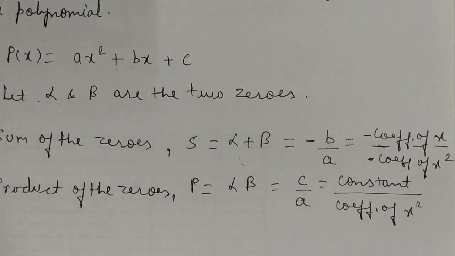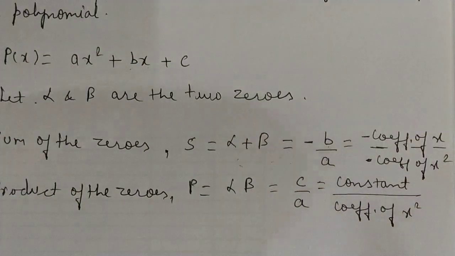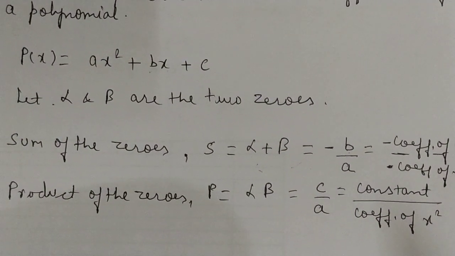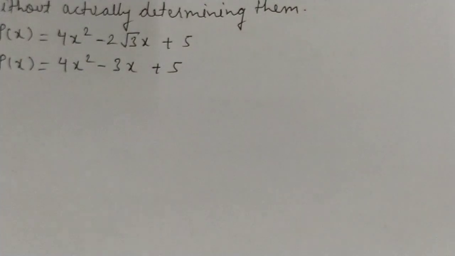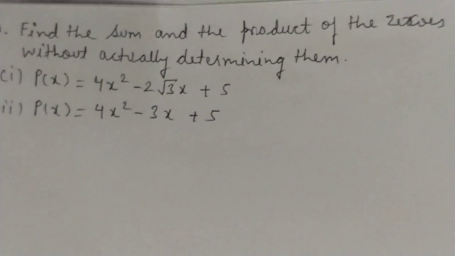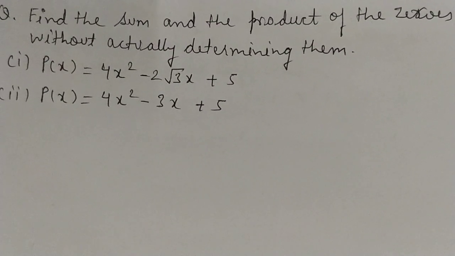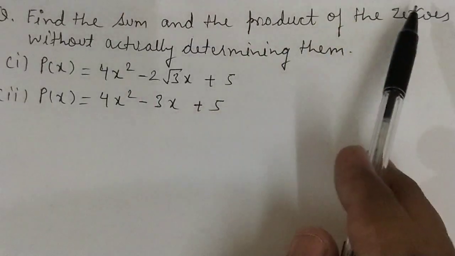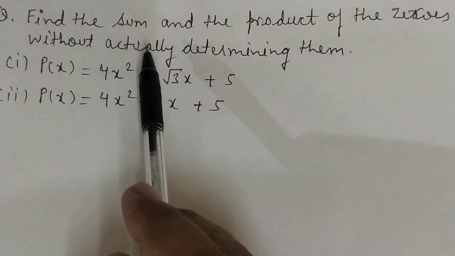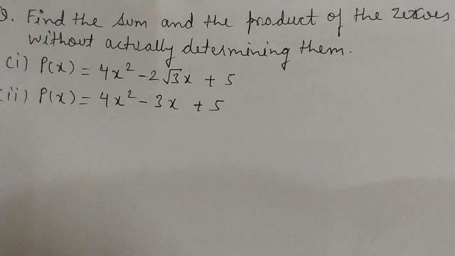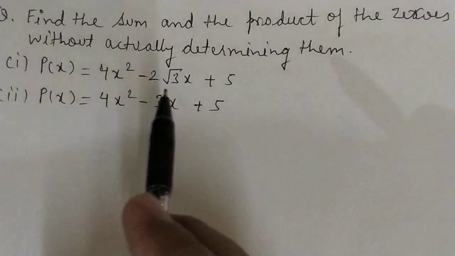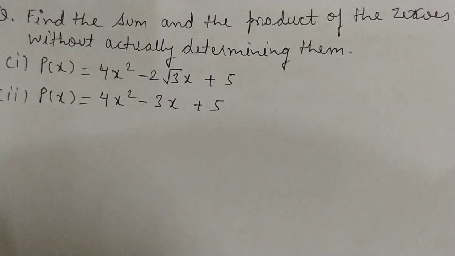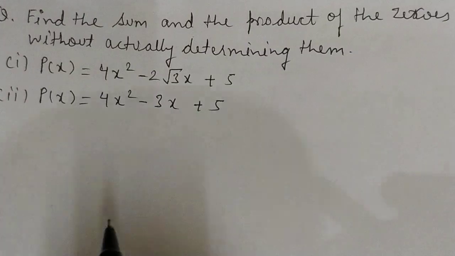On this topic we will be doing some questions, and with the help of questions it will be more clear. Now the next question: find the sum and the product of the zeros without actually determining them. Without actually determining them means you have to apply the formula, that is alpha plus beta equal to minus b by a, and alpha into beta is equal to c by a.